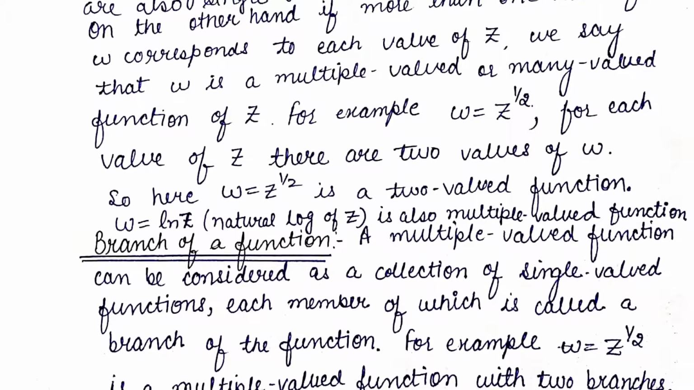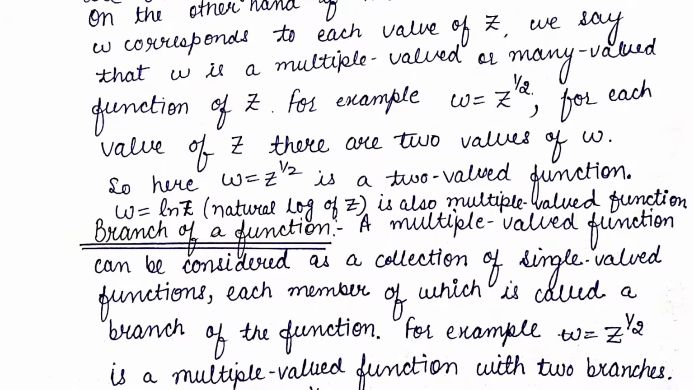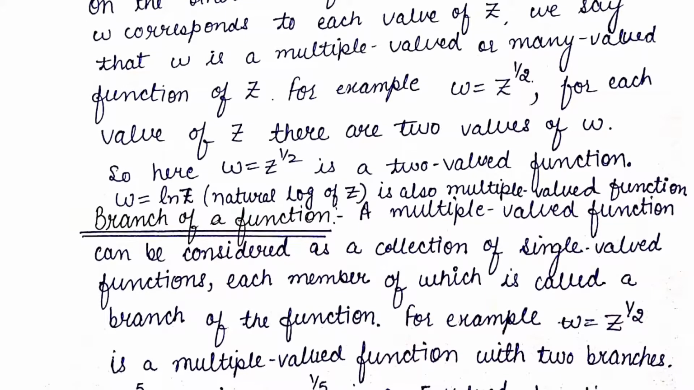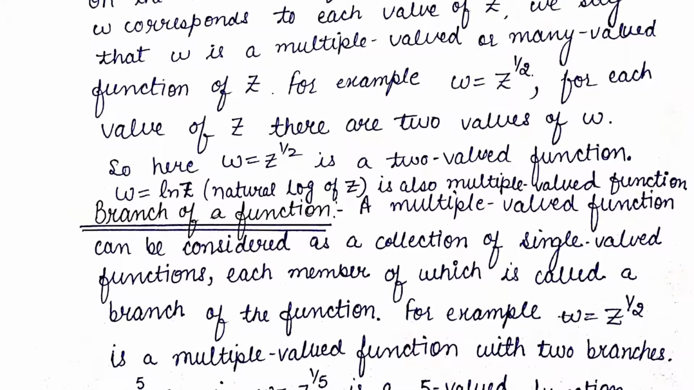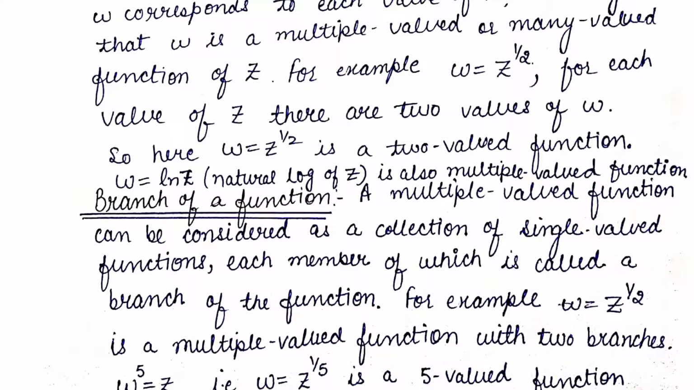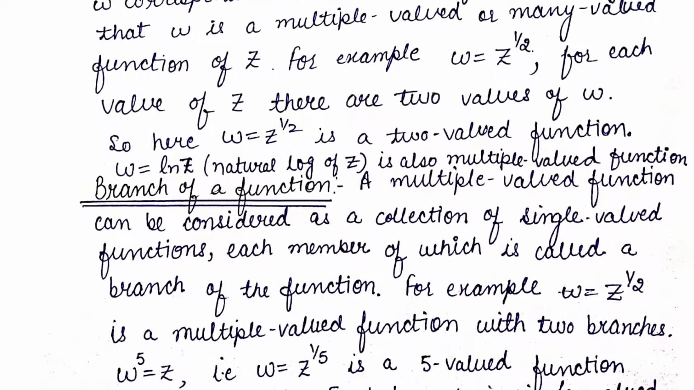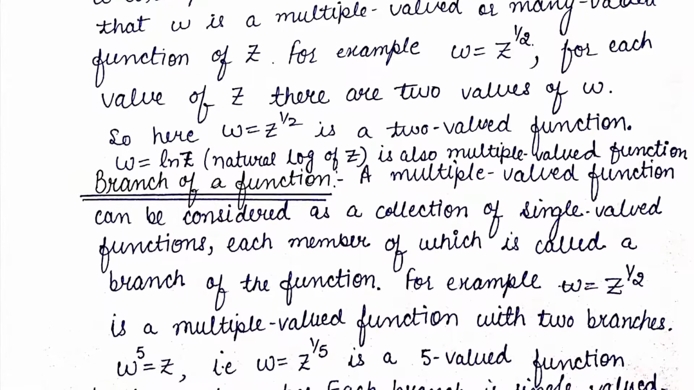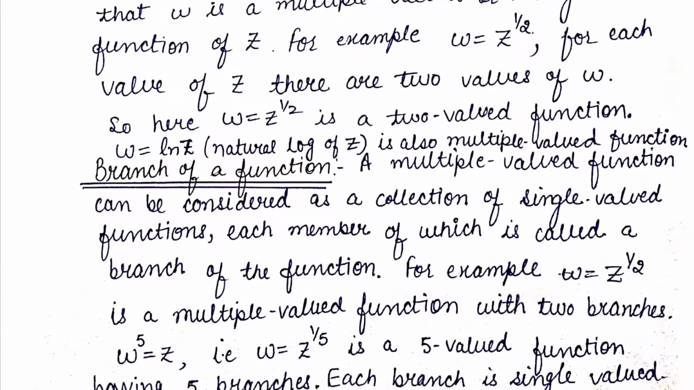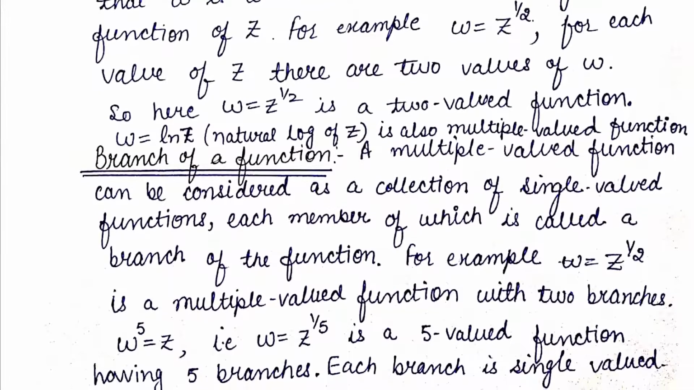For example, w is equal to z raised to power half is a multiple valued function with two branches. w is equal to z raised to power 1/5 is a multiple valued function with 5 branches, and each branch is a single valued function. Now I want to discuss in detail some examples of multiple valued functions with their branches.